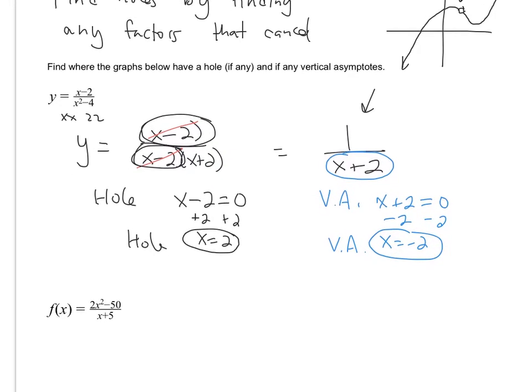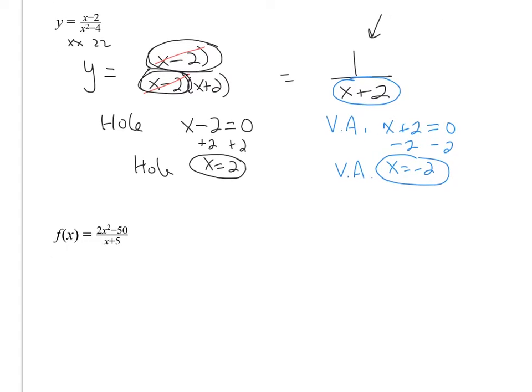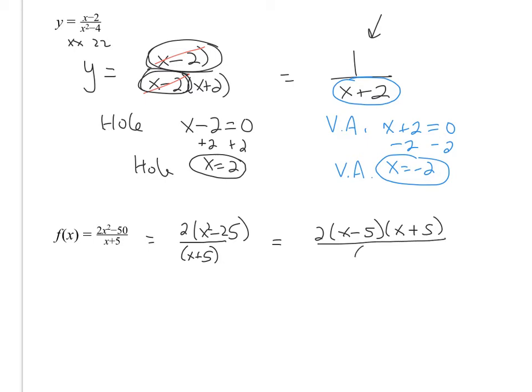Okay, let's look at our second one. So we have 2x squared minus 50 over x plus 5. So the bottom is not going to factor. But the top I can factor. I could first take a 2 out because they are both divisible by 2, so I could take that GCF out. And then we have our difference of squares again. We've done this factoring before in this video. So 2 times (x minus 5)(x plus 5) over x plus 5.